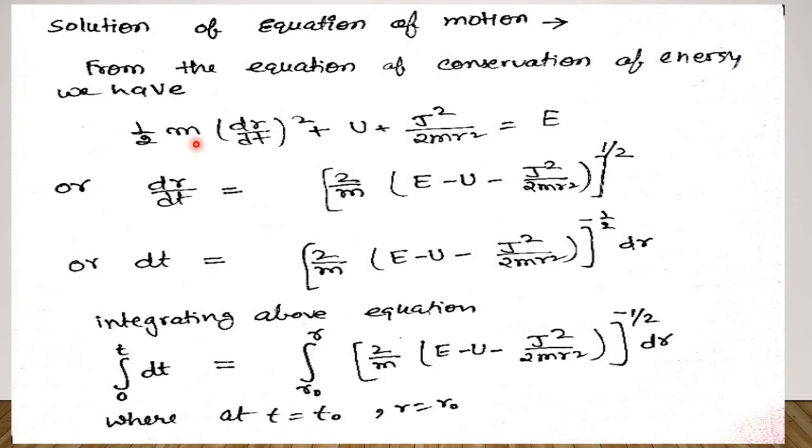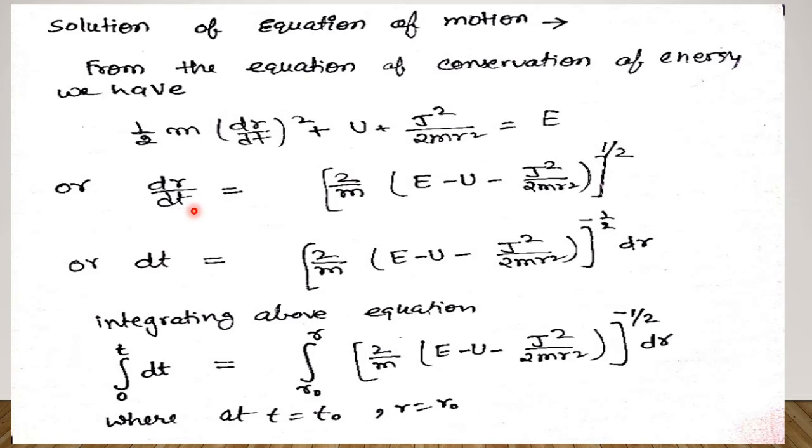Rearranging this equation in terms of dr/dt, we will shift all the terms. So we get dr/dt equals, because dr/dt is in the square form, so when we get any term, this will be under root form. So we get the term (2/m)[E minus U minus j² upon 2mr²] to the power half. When we shift it, minus U and also minus j² upon 2mr², and this is in the form of 2/m, and this power is half.